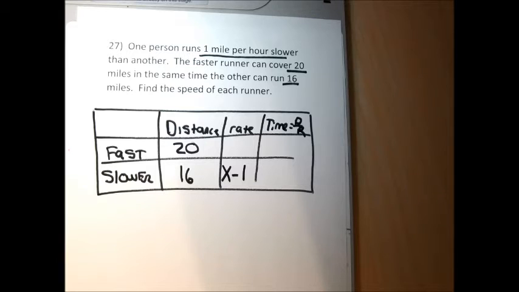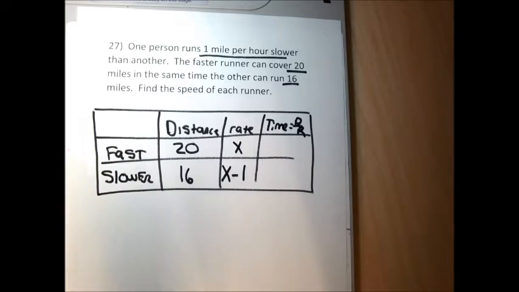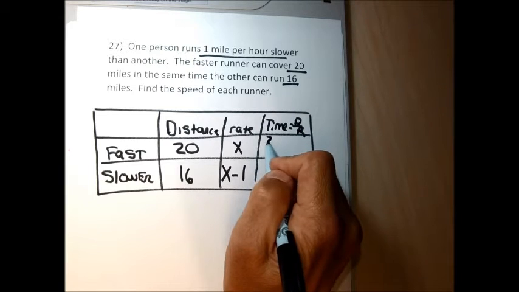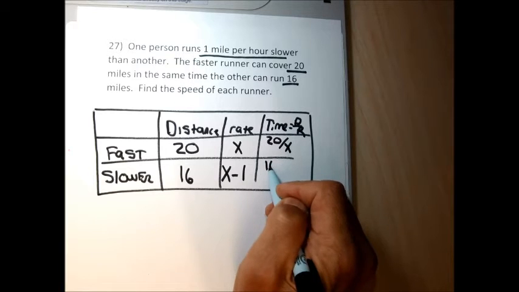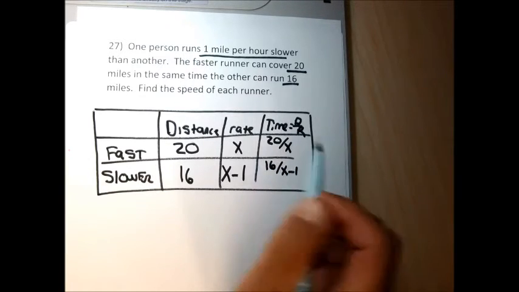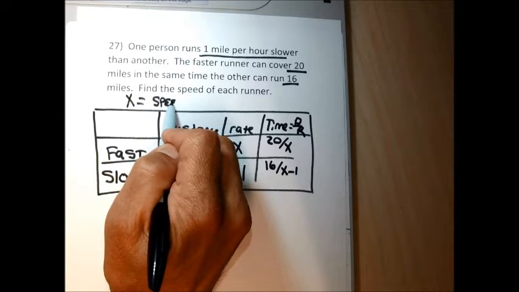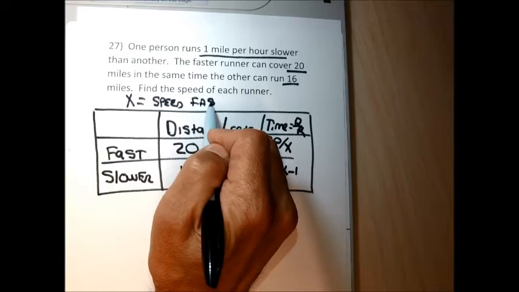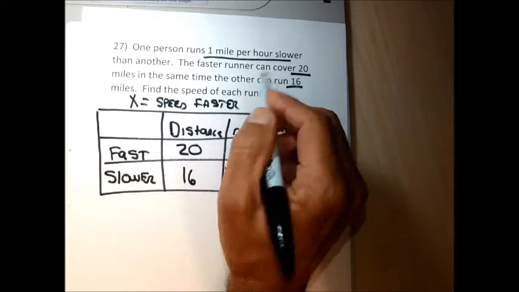And in these walker-runner bike problems, only one of the rate boxes gets a sign, unlike the boat problems where they both get a sign. Once you get the first two boxes done, you're done, because now the last box, time is distance over rate. So the time box for the faster runner is going to be 20 over x. The time box for the slower runner is going to be 16 over x minus 1. In this case, x is the speed of the faster runner, because that's where the x is. It's in the rate, which is speed, of the faster runner.